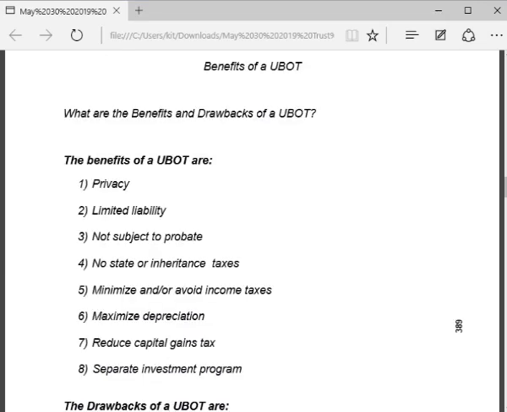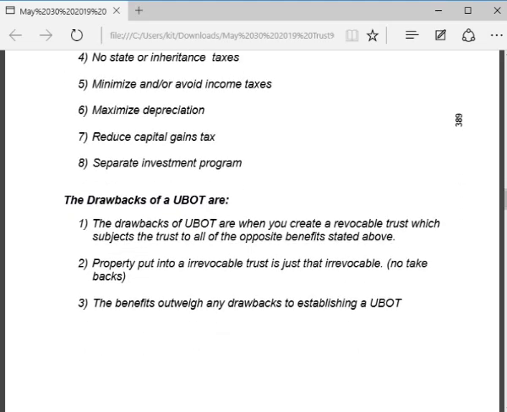Benefits of a UBOT. What are the benefits and drawbacks of a UBOT? The benefits of a UBOT are: 1. Privacy, 2. Limited liability, 3. Not subject to probate, 4. No state or inheritance taxes, 5. Minimize and or avoid income taxes, 6. Maximize depreciation, 7. Reduce capital gains tax, 8. Separate investment program.